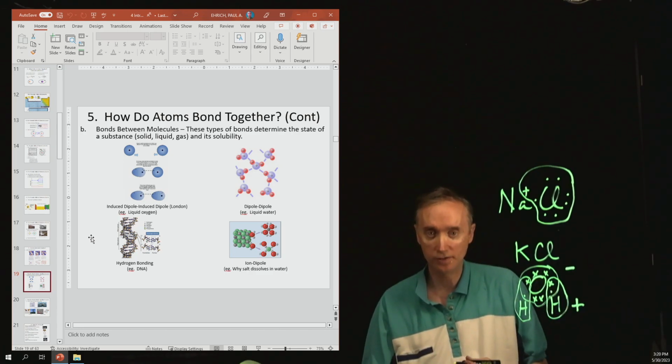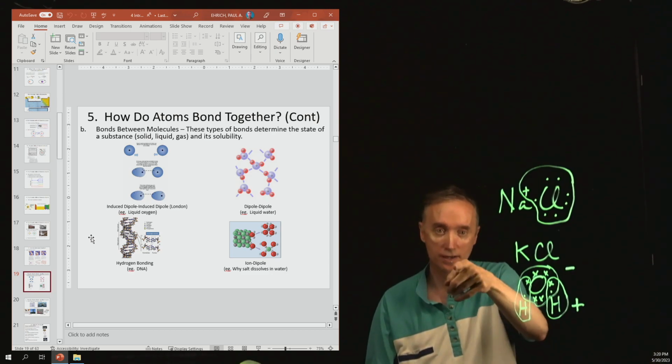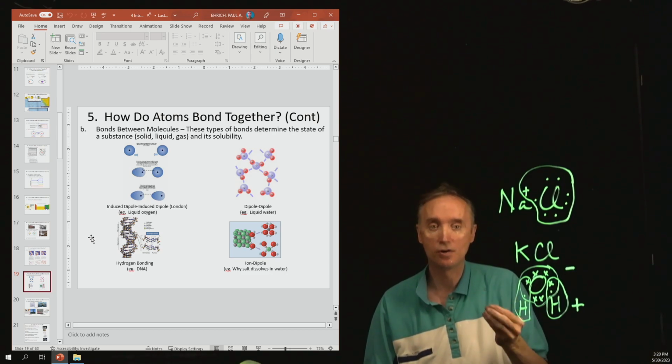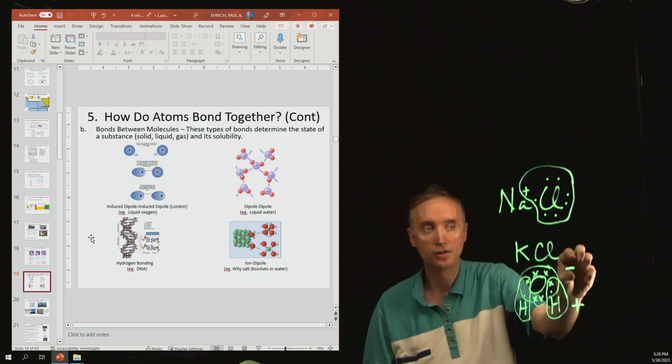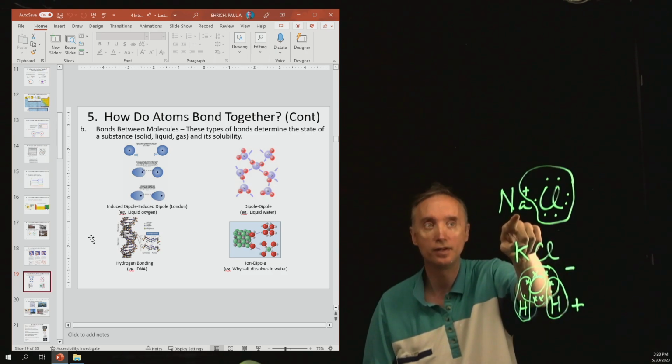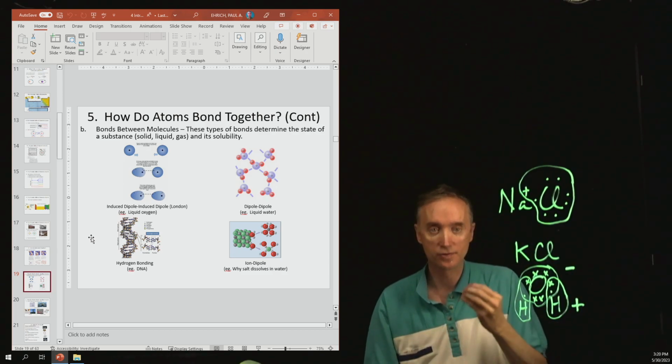This explains why water sticks together to make a liquid, because the negative end of one molecule of water will be attracted to the positive end of another molecule. It also explains why water can dissolve things, because in that case, you can see it's dissolving salt. Salt is NaCl, so the negative end of the oxygen would be attracted to the positive end of this molecule, and it pulls it out of the crystal. So salt dissolves in water.